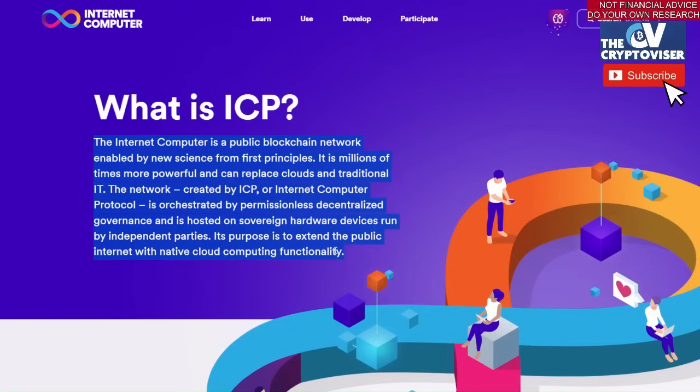And so the original vision, it seems, with Internet Computer was to become this kind of cloud computing network, similar to what we saw with Storj or Storage, and also Filecoin, other blockchain ecosystems that were going for this cloud storage, cloud computing, decentralized network.